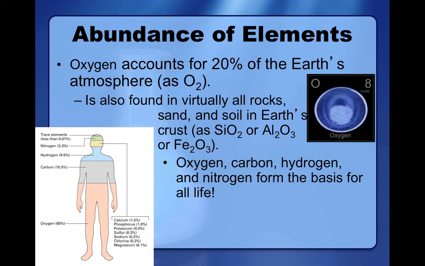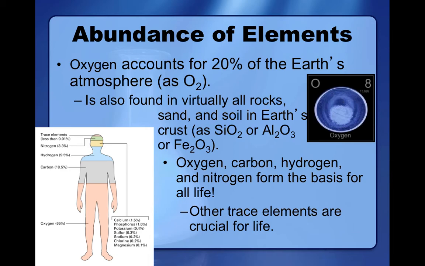And here's a picture of the elements that can be found in the human body. Again, nitrogen, hydrogen, carbon, oxygen make up most of our human bodies. Other trace elements are crucial for life also.